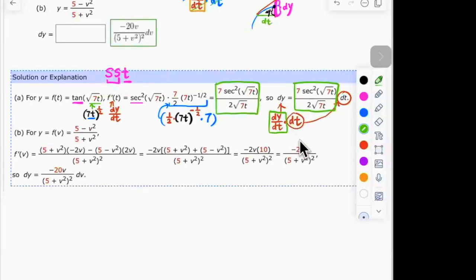Now the second one over here for number B. I know how to do the second one. Huh? You did the second one? I know how to. Yes. Oh, okay, great.